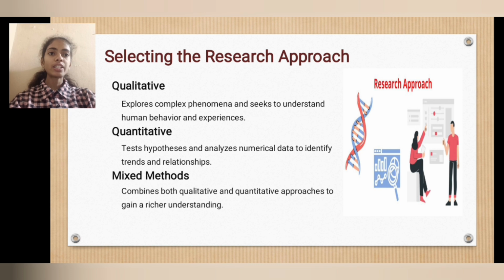Next one is selecting the research process. It includes qualitative, quantitative, and mixed methods. Qualitative explores complex phenomena and seeks to understand human behavior and experiences. Quantitative tests hypotheses and analyzes numerical data to identify trends and relationships. Mixed methods combine both qualitative and quantitative approaches to gain a richer understanding.